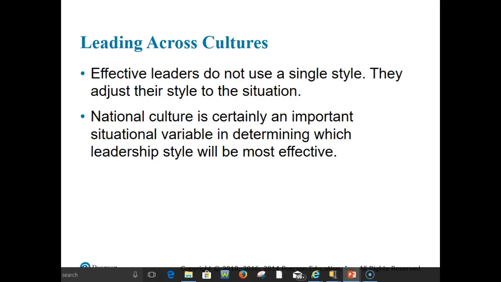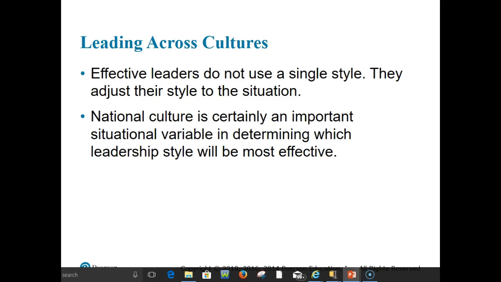Now, one general conclusion that surfaces from leadership research is that effective leaders do not use a single style. They adjust their style to the situation. Although not mentioned explicitly, national culture is certainly an important situational variable in determining which leadership style will be most effective. Now, what works in China isn't likely to be effective in France or Canada.